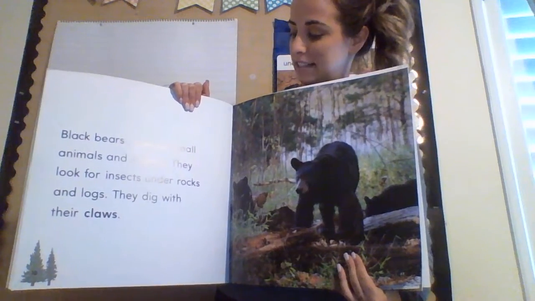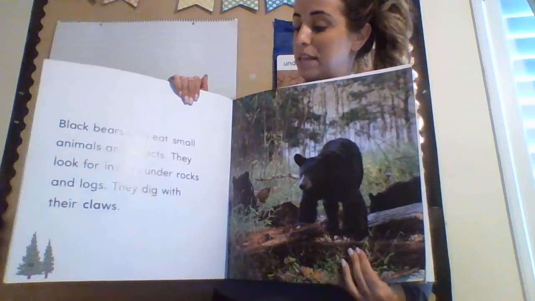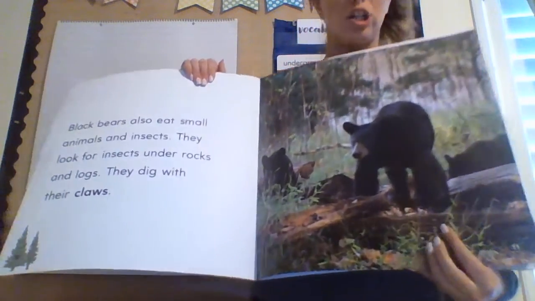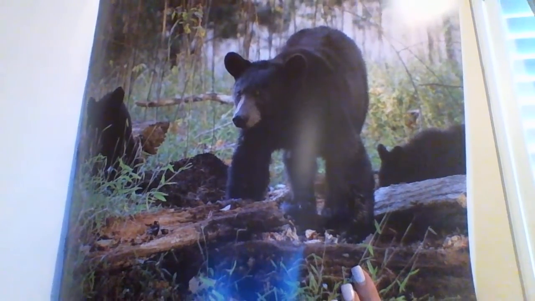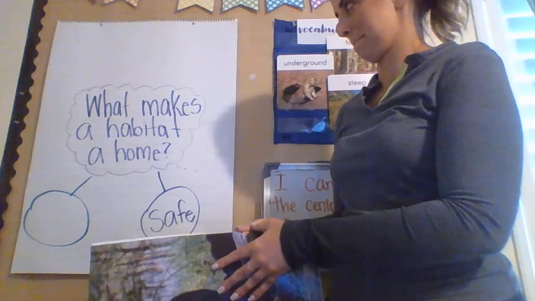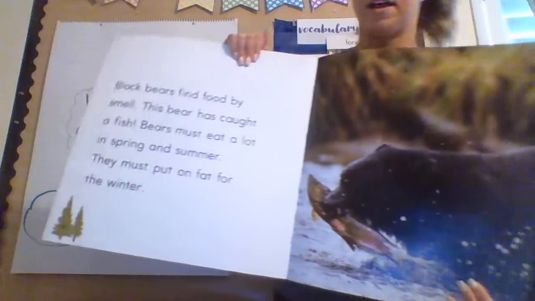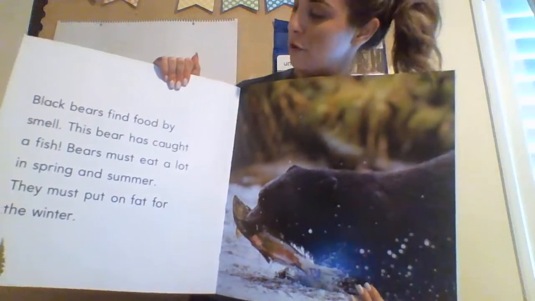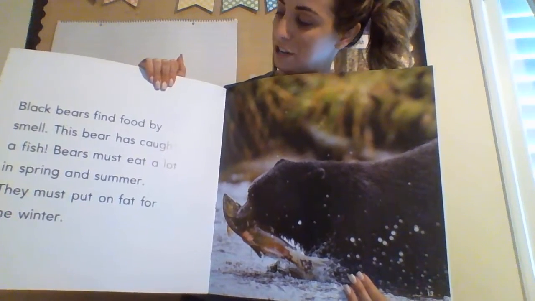They look for insects under rocks and logs. They dig deep. They dig with their claws. I don't know if you can see it, but they have long claws. Black bears find food by smell. This bear has caught a fish.